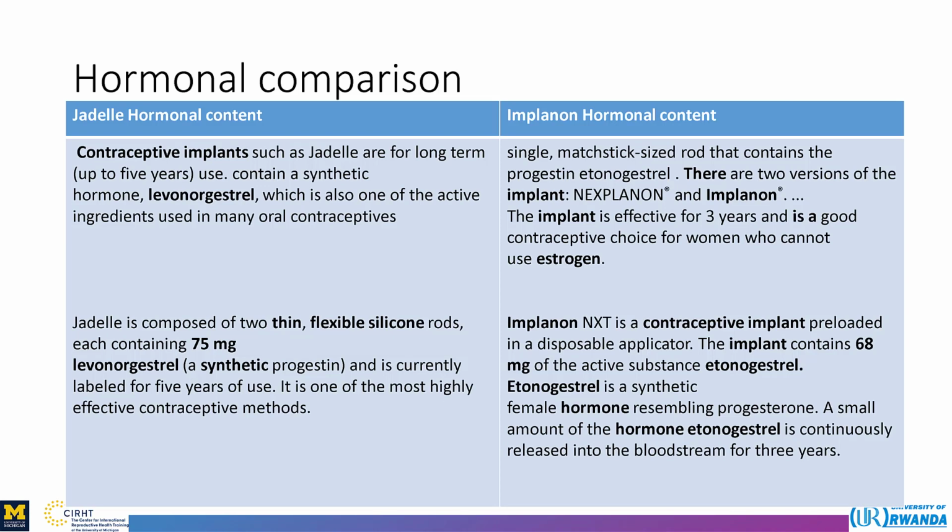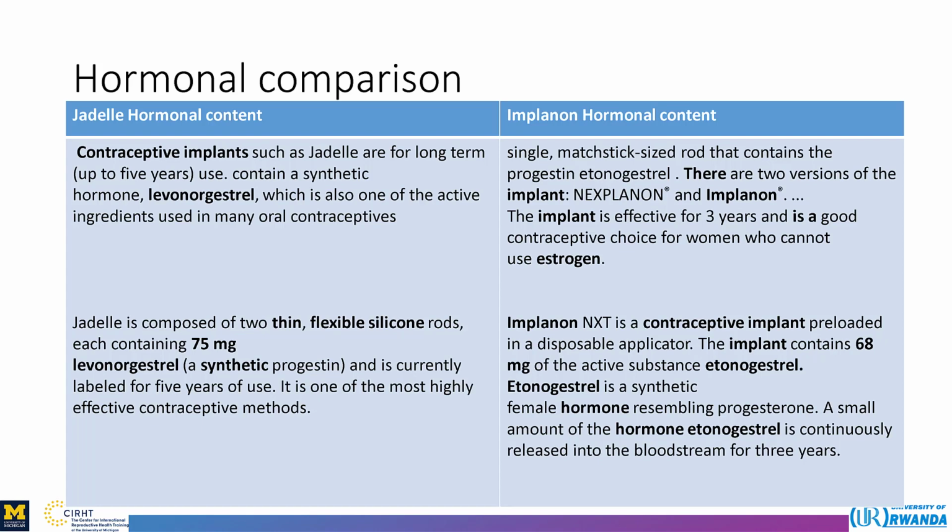Here I'm comparing the two hormonal implants, Jadelle and Implanon. In the table, you can see Jadelle is for a long term, up to 5 years use. It contains the hormone levonorgestrel, which is also one of the active ingredients used in many oral contraceptives. And when you compare with Implanon, this one is a single matchstick-sized rod that contains the progestin etonogestrel.